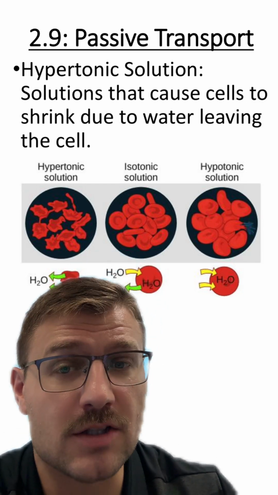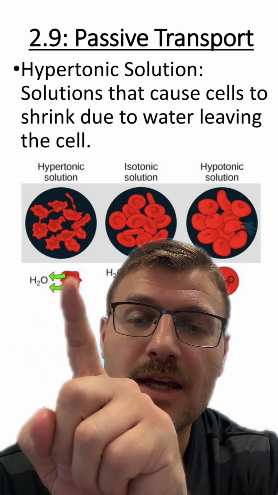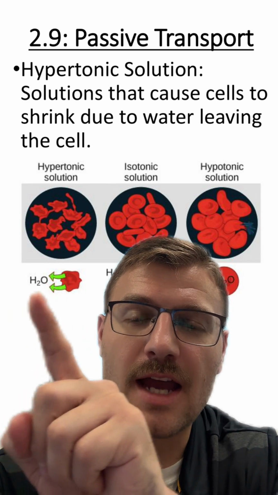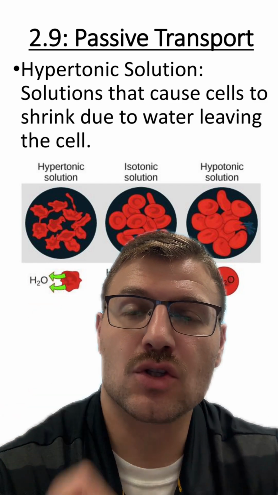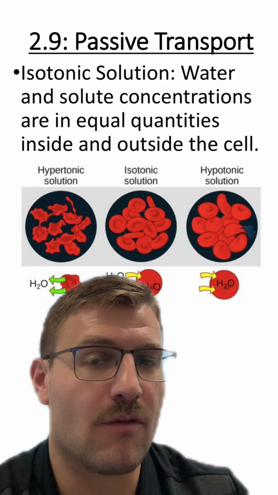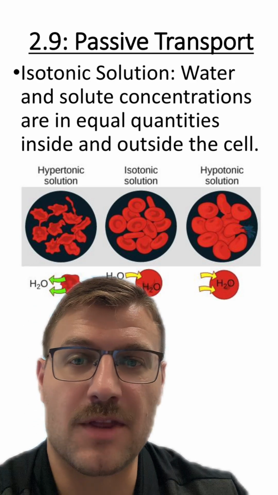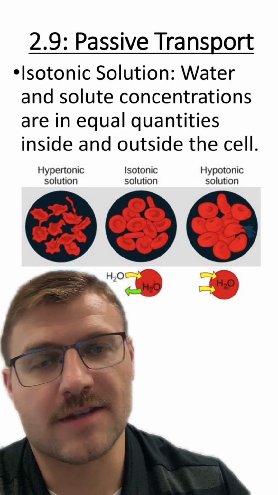In a hypertonic solution, it's the complete opposite. There was originally more water inside the cell compared with outside, so the water leaves the cell and the cell then shrinks. In an isotonic solution, there is an even amount of water inside the cell compared with outside, so there's going to be an equal exchange of water into and out of the cell.